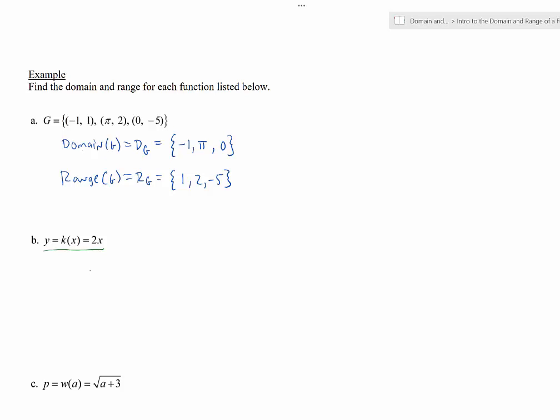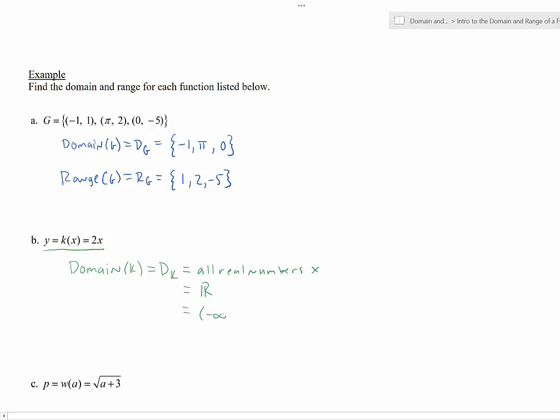So what that means is all real numbers are inputs, because there's no real number that when we plug in does not define an output. For that reason, we can write that the domain here of the function k, or d sub k, is all real numbers x, or if you prefer to write it as the symbol R, as you may have seen, or in interval notation, negative infinity to infinity. So that's our domain. Hopefully that's pretty clear.